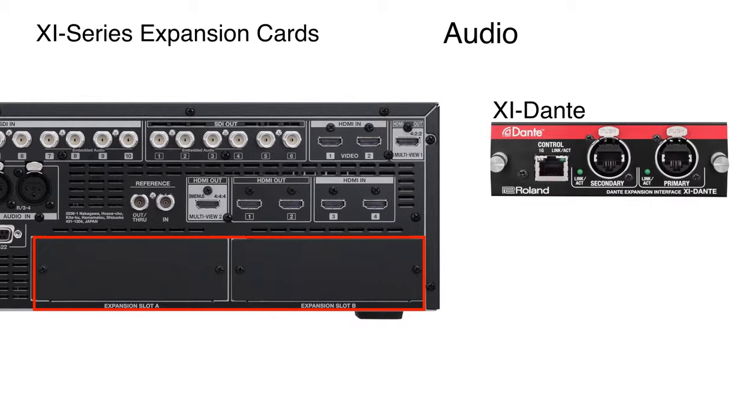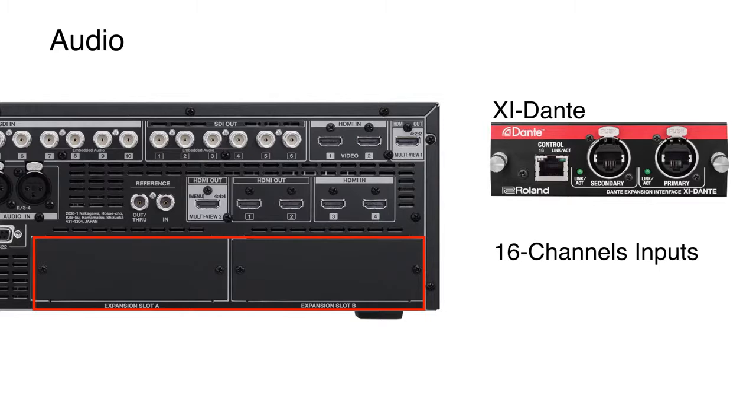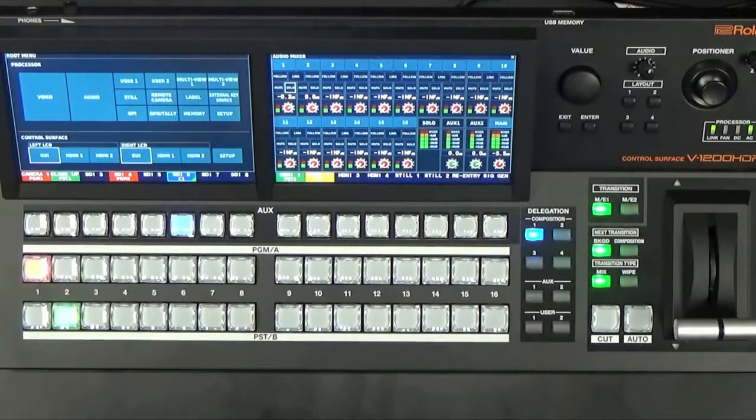Installing the Xi Dante expansion card in the V1200 HD provides 16 inputs and 16 outputs at 48 kHz to and from your Dante equipped device. Let's look at how to set up the Xi Dante card in the V1200 HD.